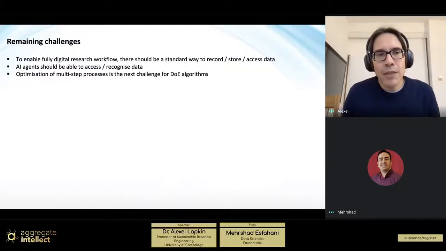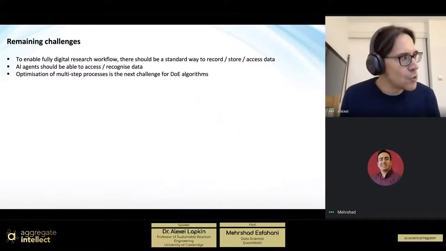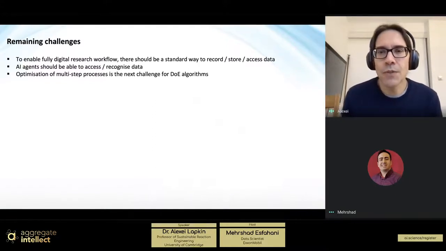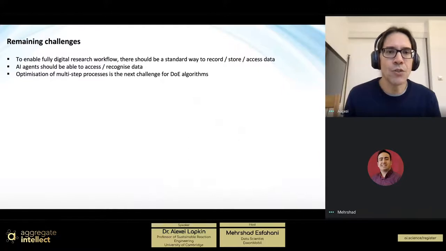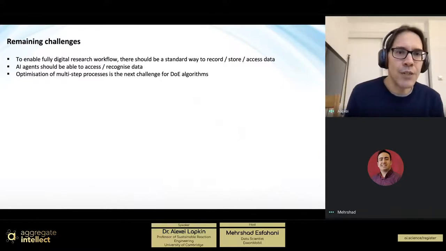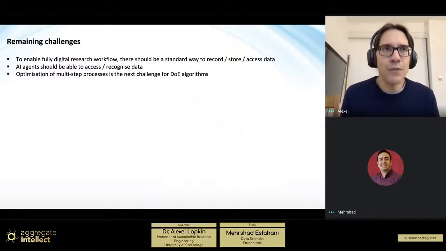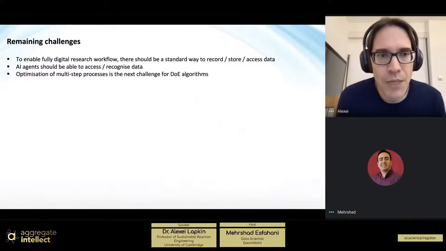What remains for us to do and where we put in most of our effort today is to try to fully digitize the workflow for laboratories. And this includes standardization of the way we record, store, and access data. We then want to have a space for AI agents to play effectively. Our machine learning algorithms we treat as agents. And so we need to have the environment in which the agents could recognize where the data are, what the data are, and how to work with this data.